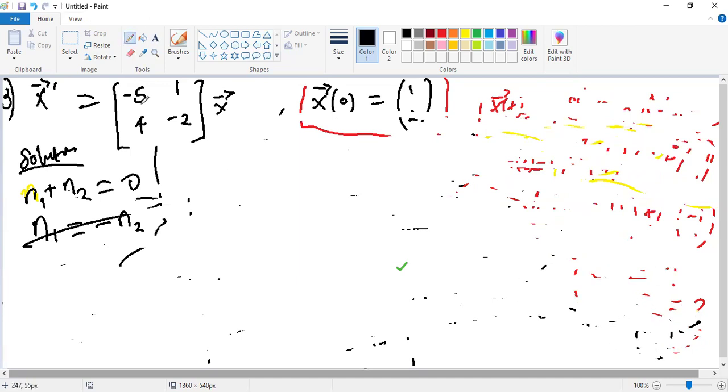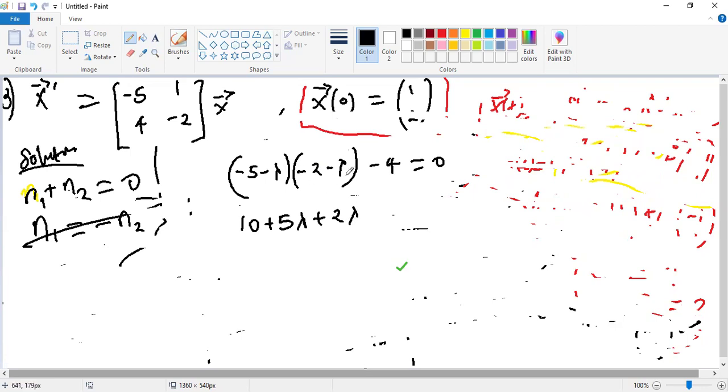Okay, so to get the eigenvalue, it's minus 5 minus lambda, minus 2 minus lambda, minus 4 is equal to 0. Let's open this bracket. Let's open with minus 5. Minus 5 times minus 2 will give me 10. Minus 5 times minus lambda will give me plus 5 lambda. This and this will give plus 2 lambda. This and this will give plus lambda squared minus 4 is equal to 0. Let's rearrange. Start with lambda squared. 2 and 5 will give plus 7 lambda. 10 minus 4 will give plus 6 is equal to 0.